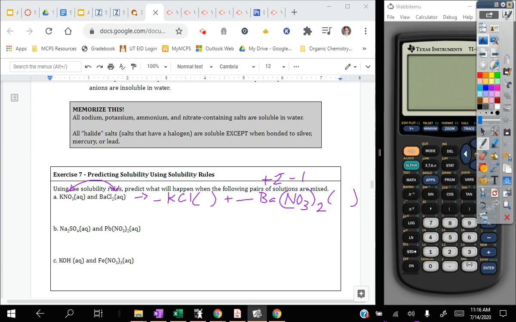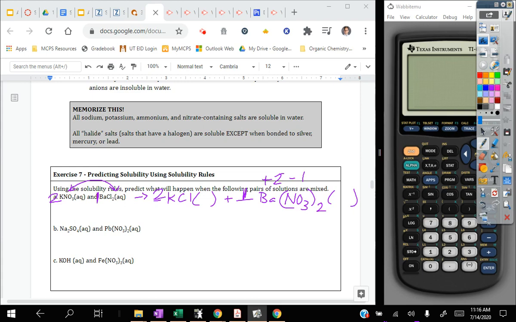So I see 2 chlorines on the left. I know I will need 2 chlorines on the right. And as a result, that doubled my potassium. So my coefficient of 2 also goes in front of potassium nitrate. And then it becomes a 1 in front of my other components.